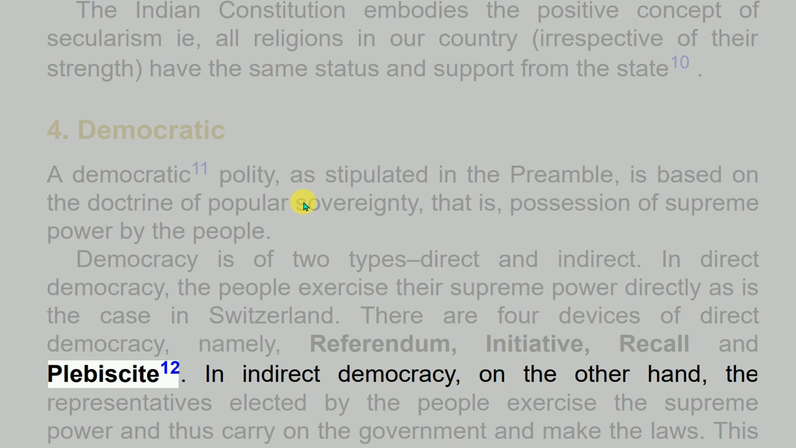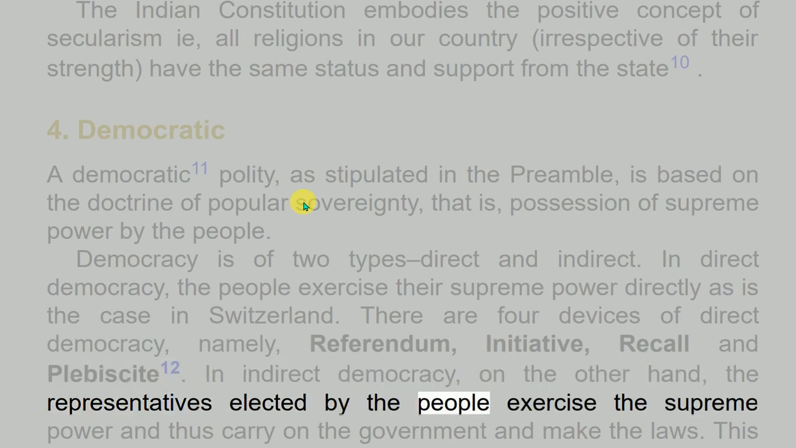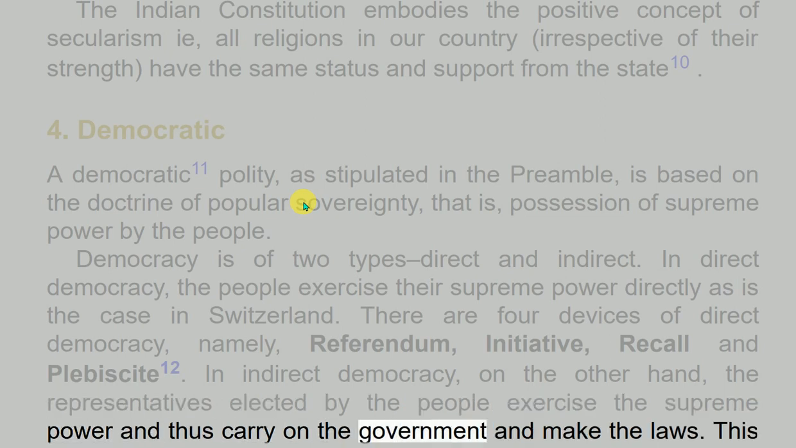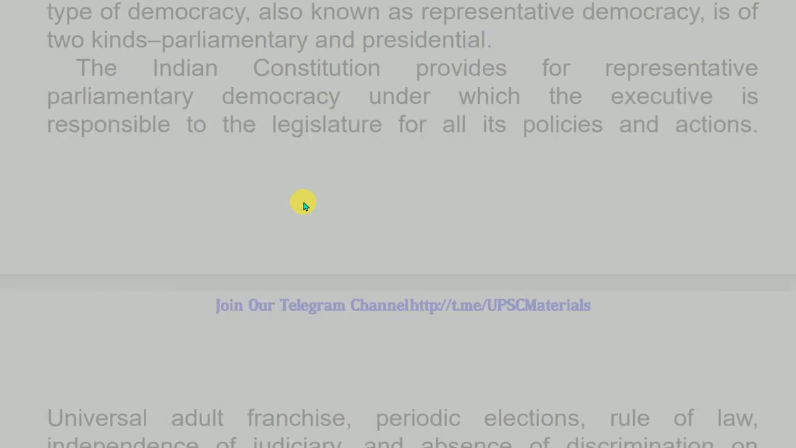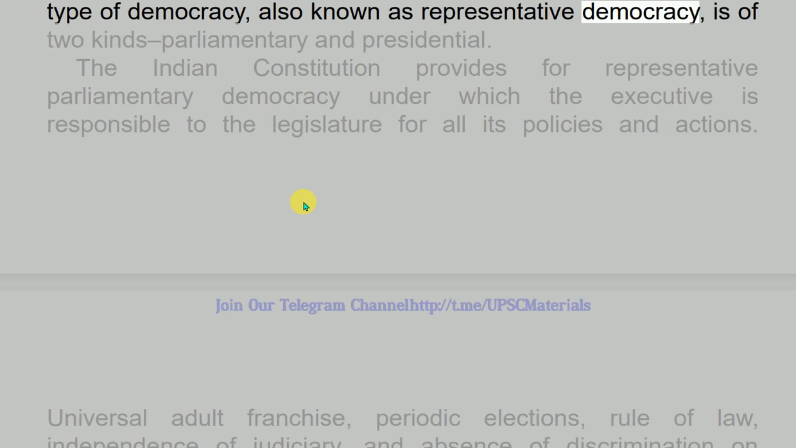In indirect democracy, on the other hand, the representatives elected by the people exercise the supreme power and thus carry on the government and make the laws. This type of democracy, also known as representative democracy, is of 2 kinds: parliamentary and presidential.